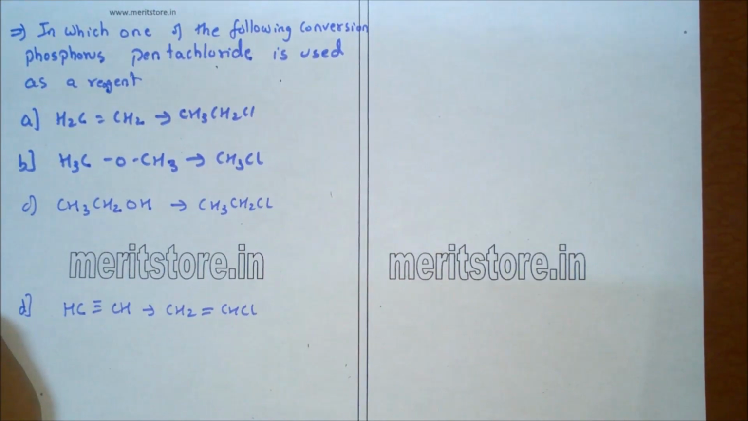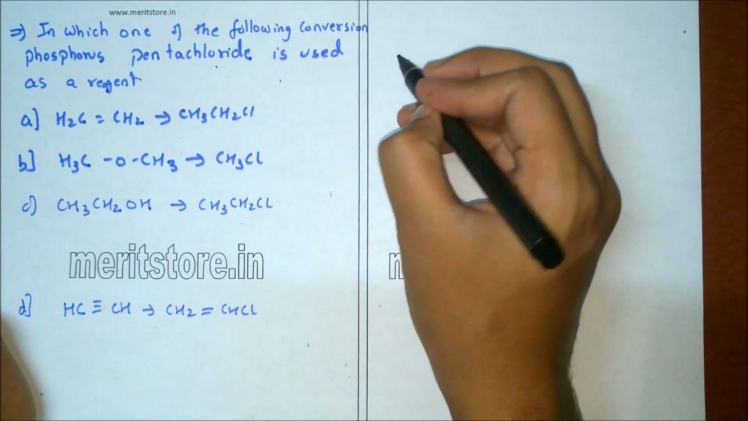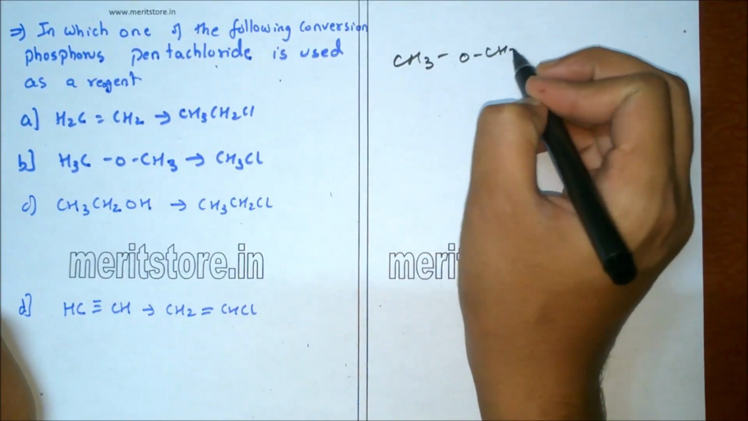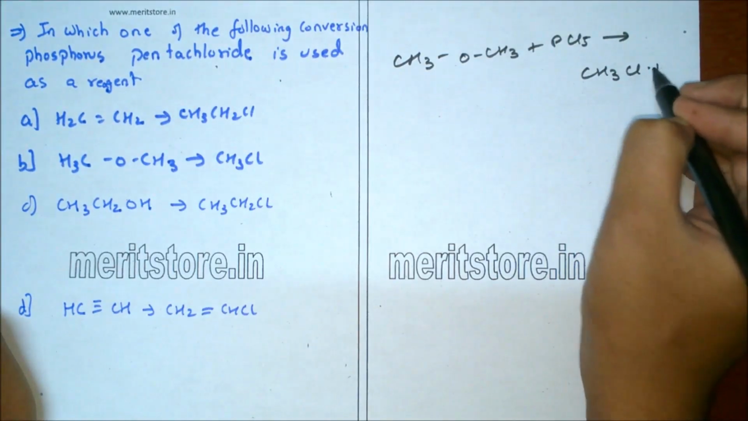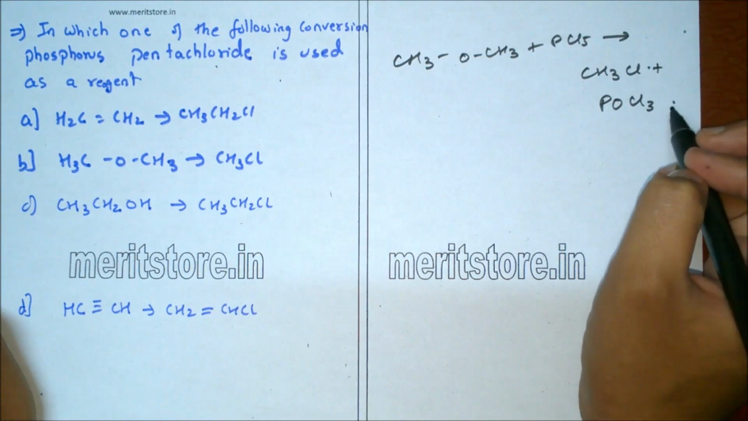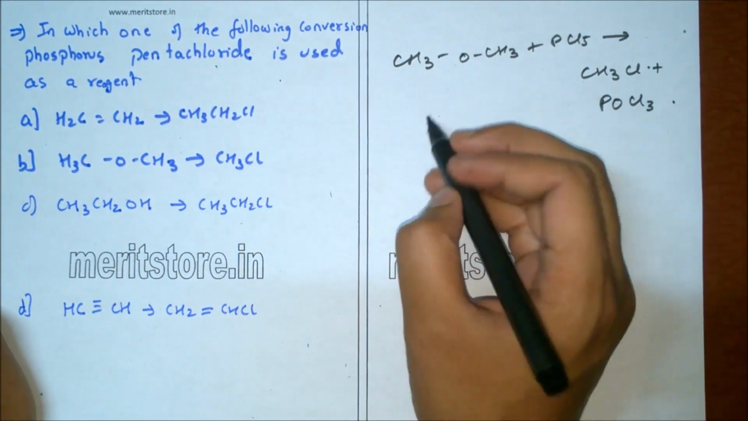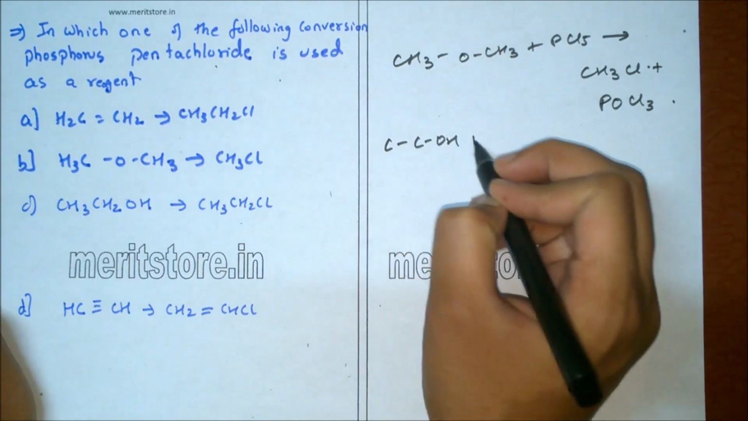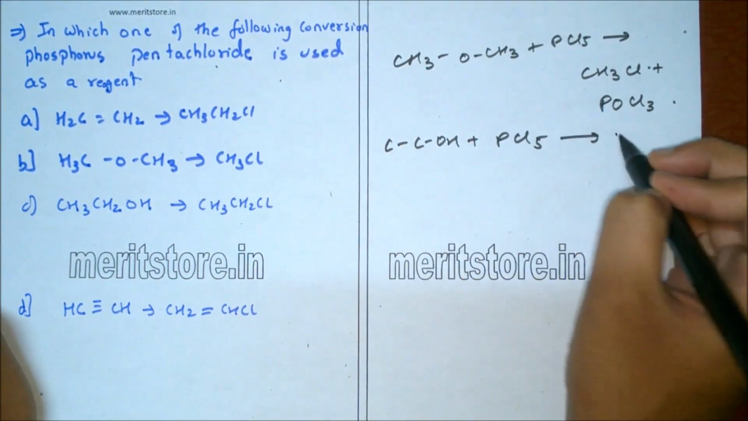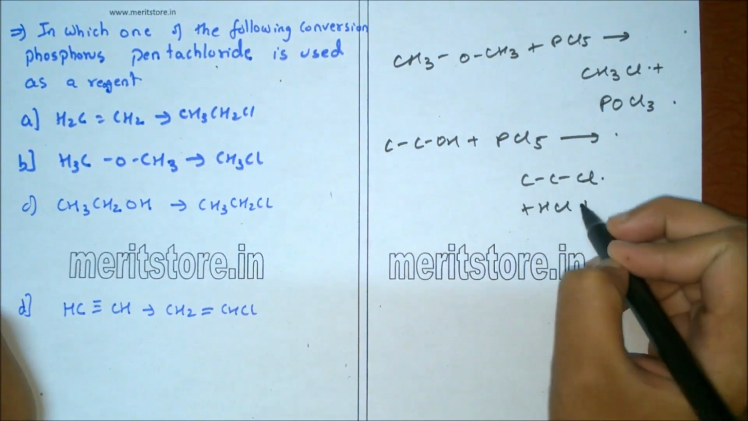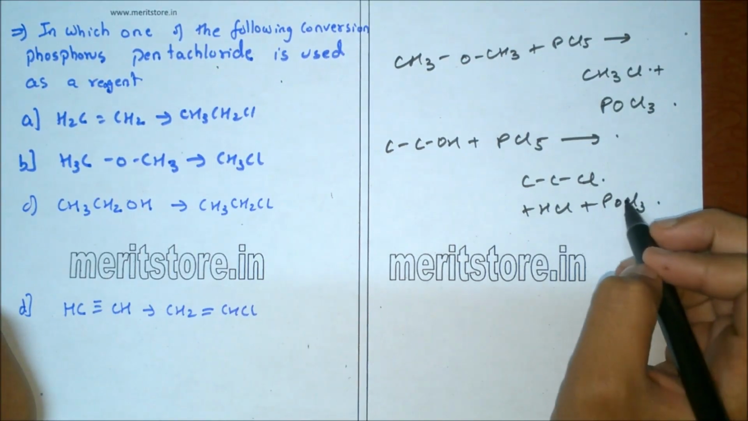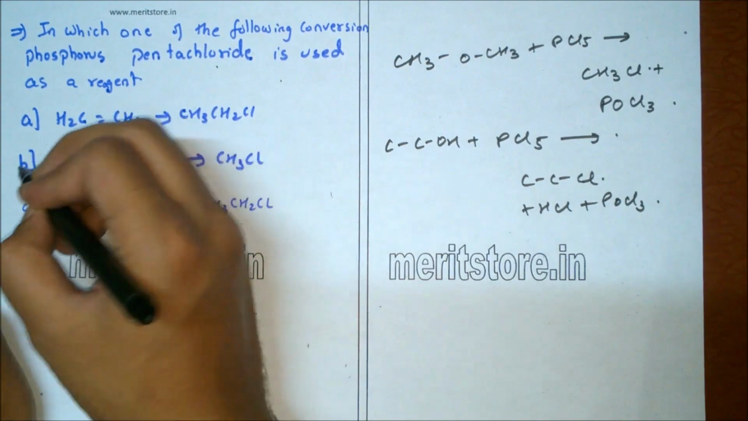In which of the following conversions is phosphorus pentachloride used as reagent? In the reaction of ether, that is CH3 dimethyl ether, with PCl5, which forms CH3Cl plus POCl3, phosphorus pentachloride is used. The reaction of ethyl alcohol, that is a primary alcohol, plus PCl5 also gives an alkyl halide, that is the formation of alkyl halide plus HCl plus POCl3. So both of these reactions are carried out by PCl5. Options B and C are the correct answer.